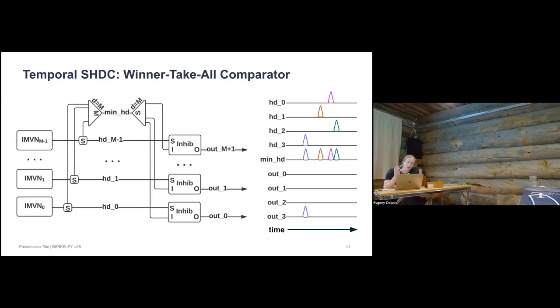You can use this incredibly biological circuit, the winner-take-all circuit, where here you have your item memory vector nodes. Well, that's just what I call the comparator node. Basically, each of these produces some temporal output. They're shown here, all of their Hamming weights. Time is going this way, so this is the soonest one. Then you get this, and then this, and then this.